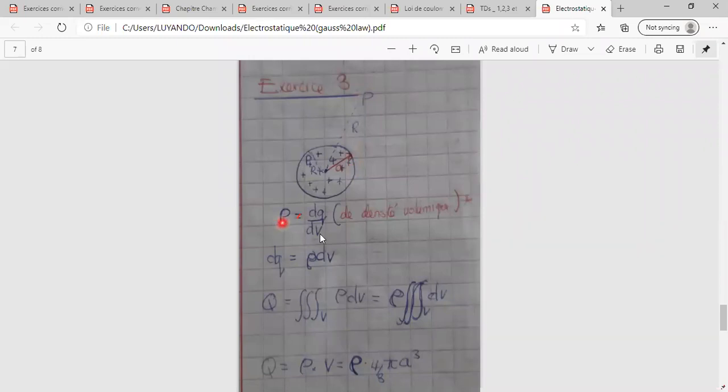Our rho is equal to dq over dv, and then dq is equal to rho dv. Having this, we can find the actual value of the charge. For us to have Q from dq, we have to integrate. So Q will be equal to the integral of rho with respect to volume. Since rho is a constant, we push rho out of the integral and we have the integral of dv. When you integrate dv, you have V.